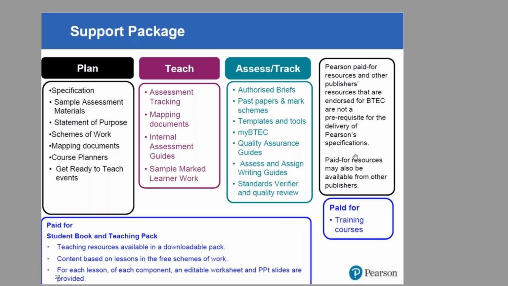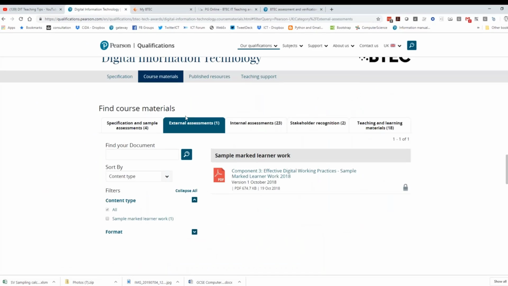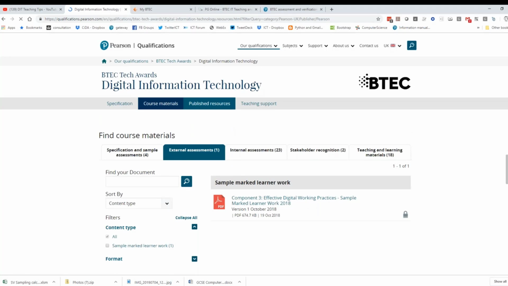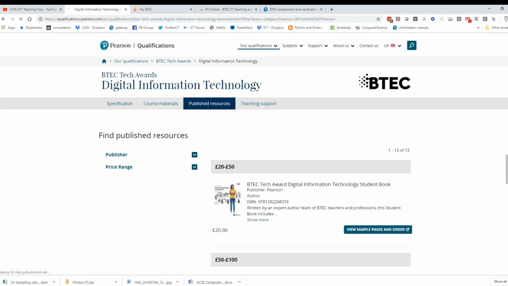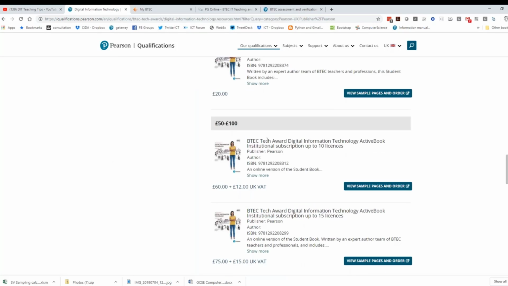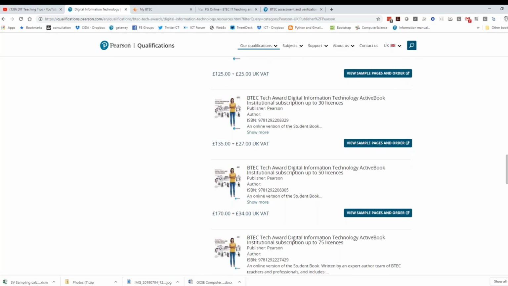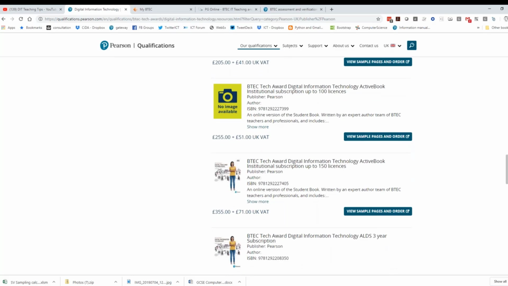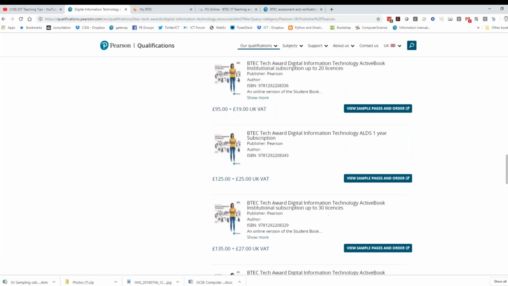Then there are paid-for resources. We have lots of them. The best place to show you that is to go back to the DIT page, and under published resources, what you get here are the student book, which is published, paper-based, and then lots of digital resources with different options depending on the size and makeup of your school and cohort, which ones would be the best.